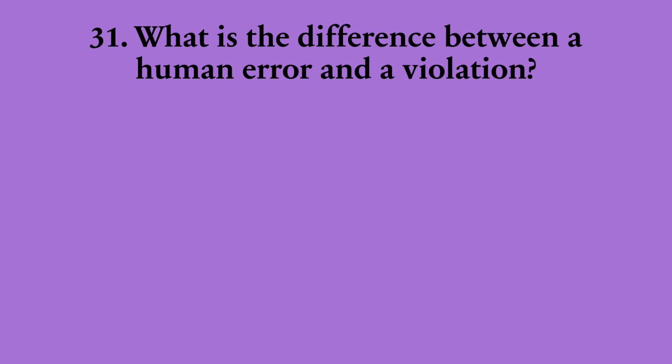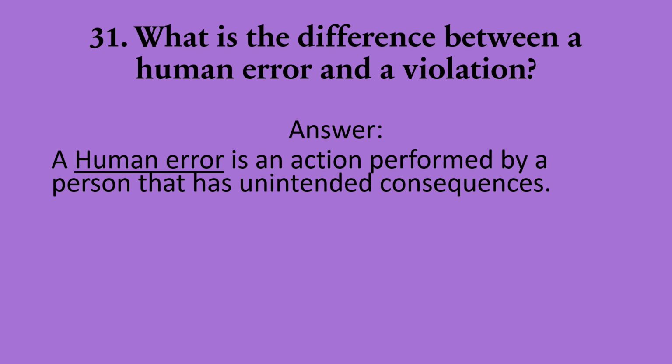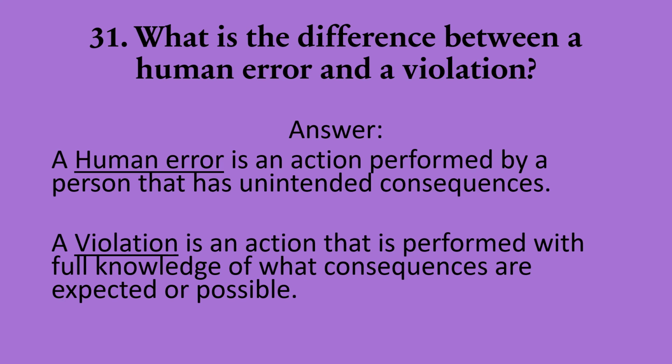Number 31. What is the difference between a human error and a violation? The answer is a human error is an action performed by a person with unintended consequences. A violation is an action that is performed with full knowledge of what consequences are expected or possible.